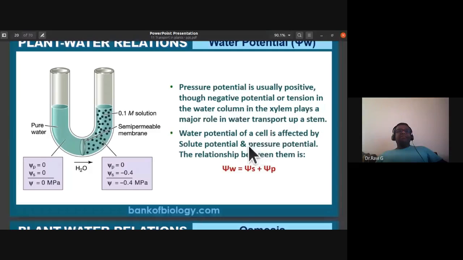Water potential of a cell is affected by solute potential and pressure potential. Pressure potential has positive values: the more the pressure, the higher the water potential, and the lower the pressure, the lower the water potential. So they are directly proportional. For solute potential, the more the solute, the lower the water potential, and the lower the solute potential, the higher the water potential. That is why solute potential is negative.